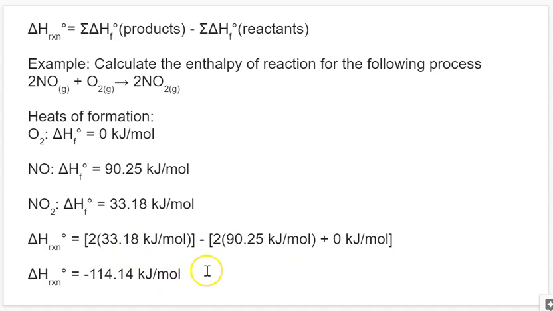I'm not too worried about sig figs in these cases because these are all just relationships, values measured from a table, not actual laboratory-measured values. So don't worry too much about sig figs on these ones.